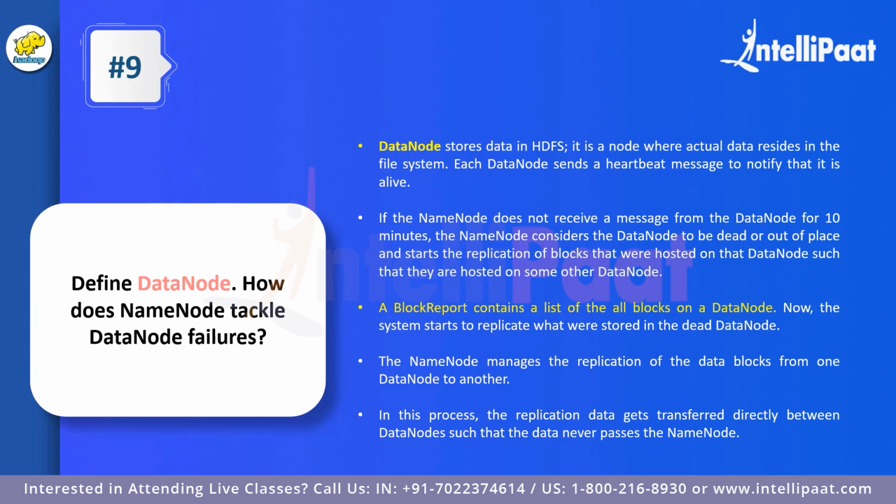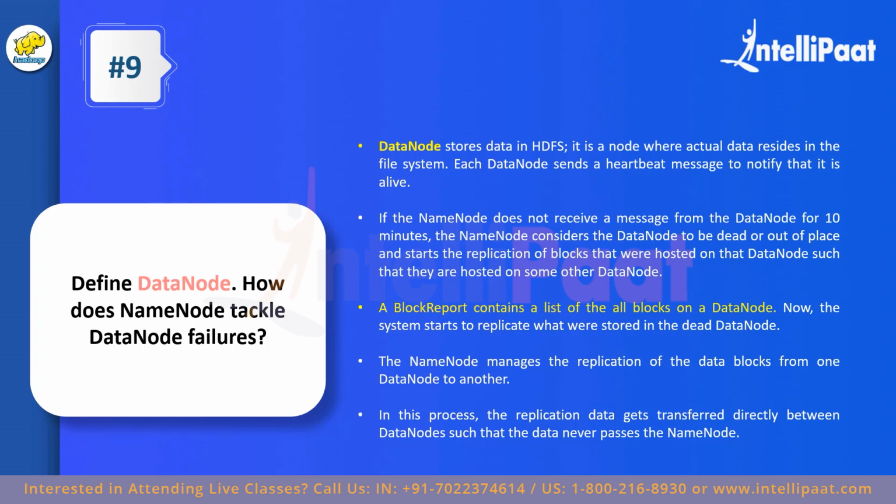So what happens is that we have 10-minute intervals, and in these 10 minutes, if the NameNode does not receive a message from the DataNode, right? So the NameNode is waiting for the DataNode to send a message. In 10 minutes, if it doesn't send a message, what the NameNode thinks is that the DataNode is either dead or it's out of place or it's not working fine. And the NameNode actually starts replicating the blocks which are hosted on that particular DataNode which wasn't responding. And it takes that and pushes it onto another DataNode to make sure that the data replication and data redundancy part of it is maintained well as well. So this is how actually NameNode tackles DataNode failures.